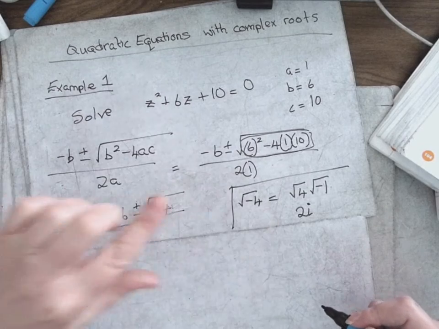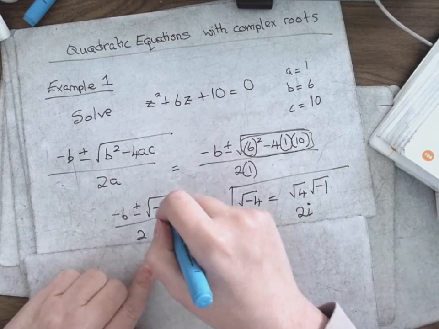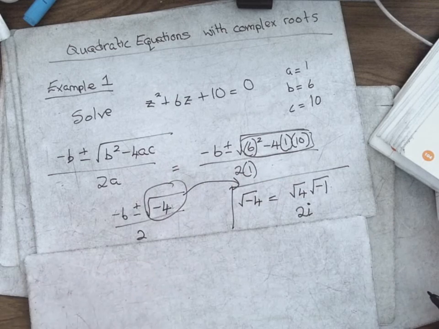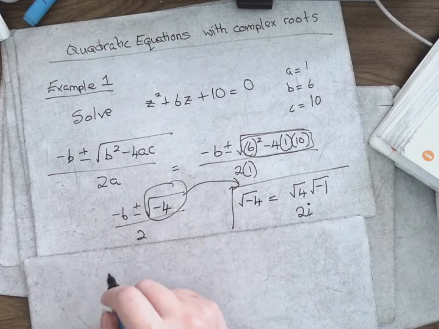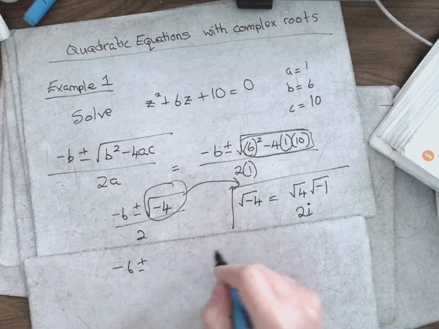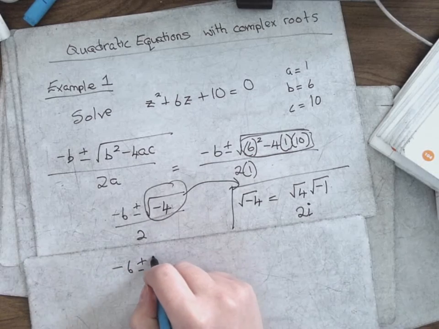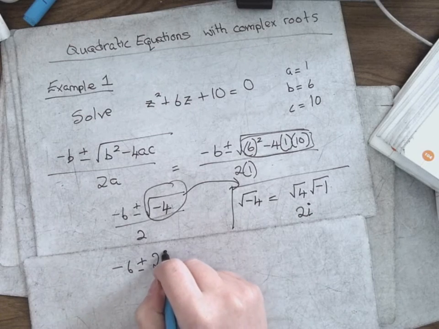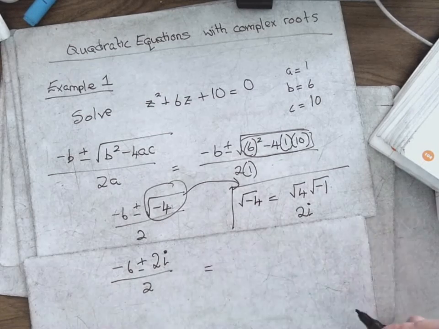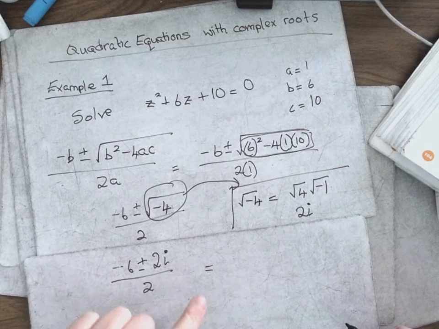So this is me out to the side. I'm just doing this bit out at the side so you can see what I'm going to do next. I haven't dropped the rest of it. Is that what you're going to ask me? Right? So my answer is minus 6 plus or minus, instead of the square root of minus 4, I'm going to write 2i. And that's all divided by 2. And then all divided by 2 means you divide each term by 2.